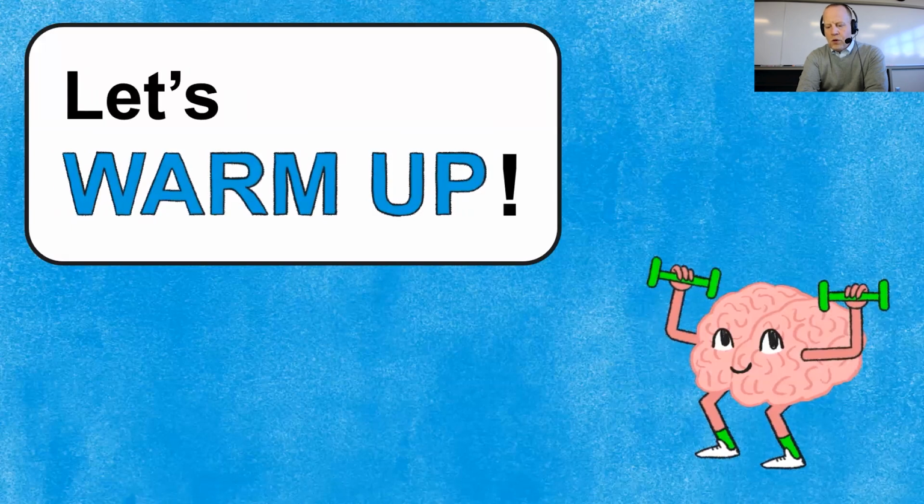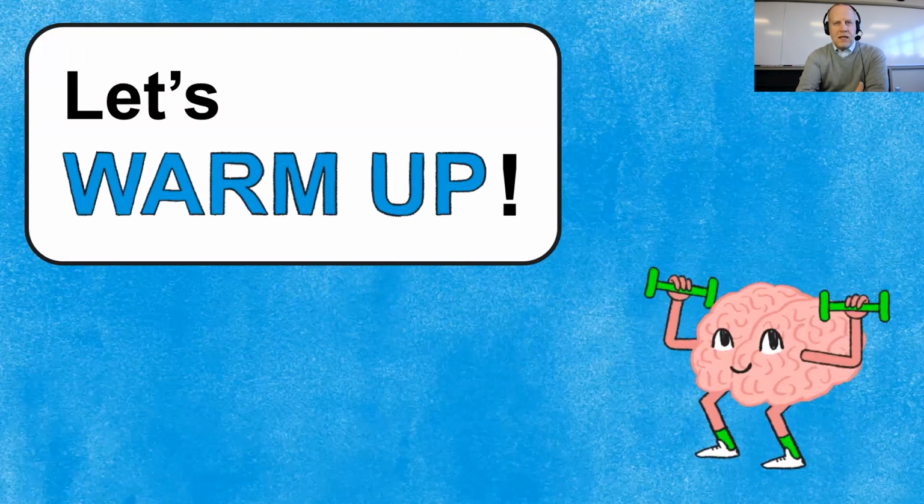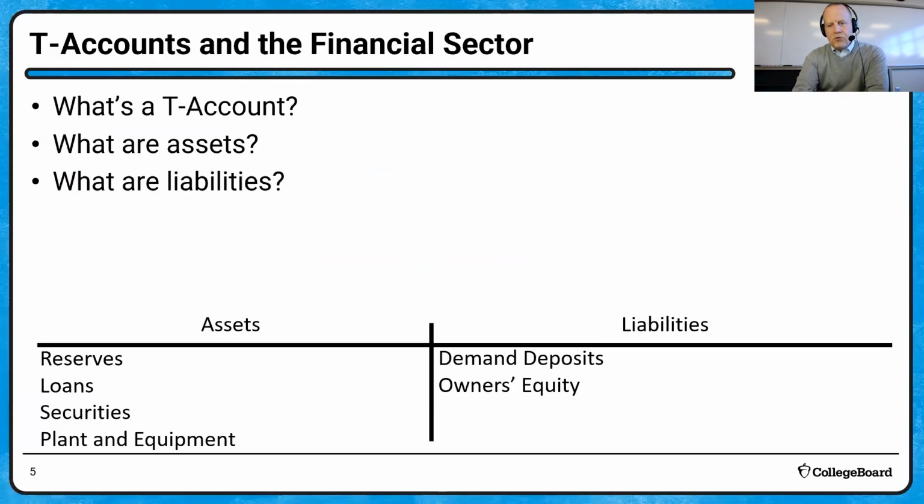So let's warm up. We're going to warm up with just a little bit of definitional work. Again, what are we talking about today? And how do we wrap our heads around this thing, the T account? So three primary questions I want to start with. What is a T account? And then within the T account, what are assets and what are liabilities?